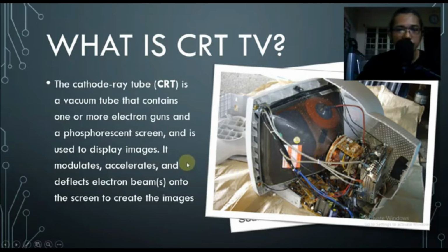And it is used to display images. It modulates, accelerates, and deflects electron beams into the screen to create images. The big problem of this type of monitor, because it is projecting electron particles or electron beams, is that it produces strong radiation, because of the electricity it accumulates, which it then uses to project images.